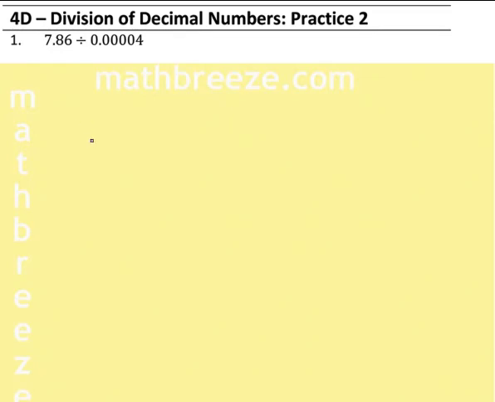Okay, let's divide 0.00004 into 7.86. And we're going to move the decimal place over in the divisor. That's 1, 2, 3, 4, 5 places to the end of the number. And to compensate, we move the decimal place in the dividend over 5 places as well.